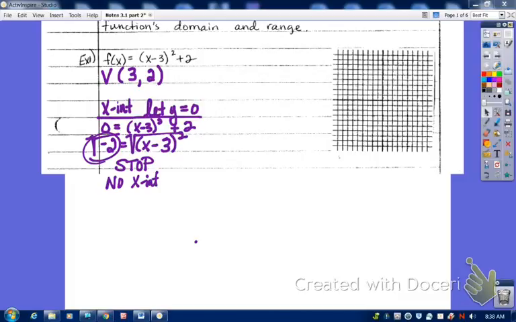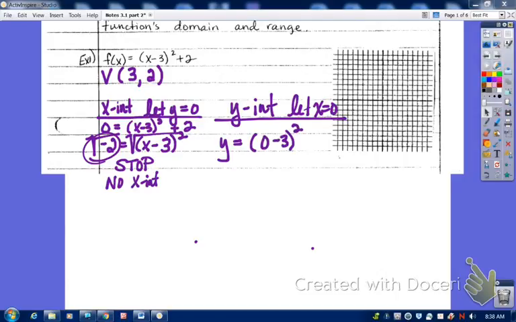All right, and let's go find our y-intercepts. To find any y-intercepts, we're going to let our x value go to 0. Y-intercepts are points on the y-axis, and every point on the y-axis has an x value of 0. So our f of x, we're going to write as y equals (0 minus 3) squared plus 2, putting a 0 in the place of our x. It's a little bit easier to find a y-intercept in these types of problems than an x-intercept. Then you're just going to simplify the right-hand side using your order of operations.